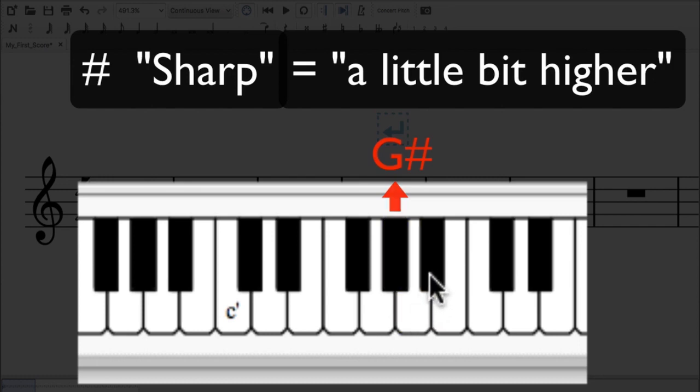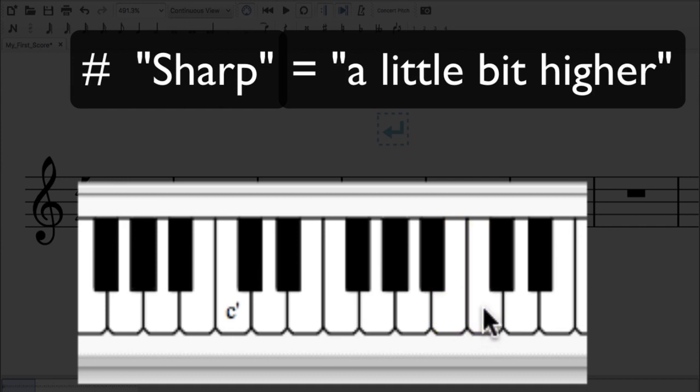This is A, so this is A sharp. So A a little bit higher. What happens right here? What if we went B? This is a B. So what if we went B a little bit higher? There's no such thing as a B sharp because B a little bit higher is C. So we don't use B sharps.